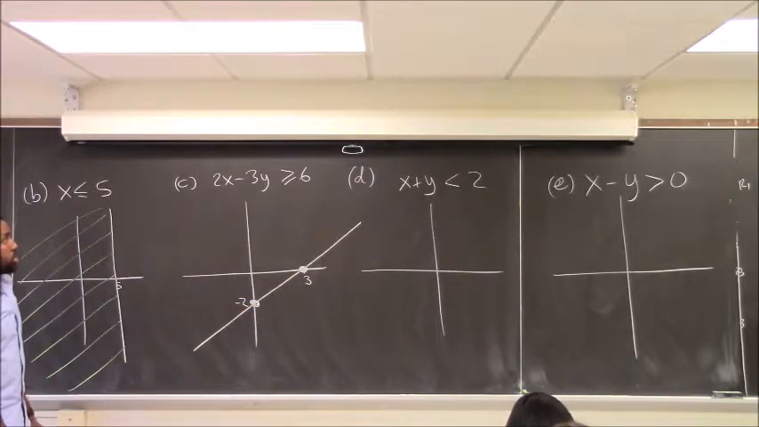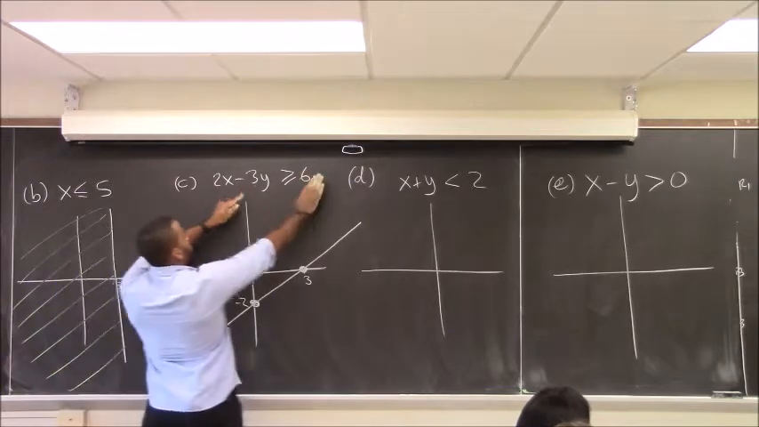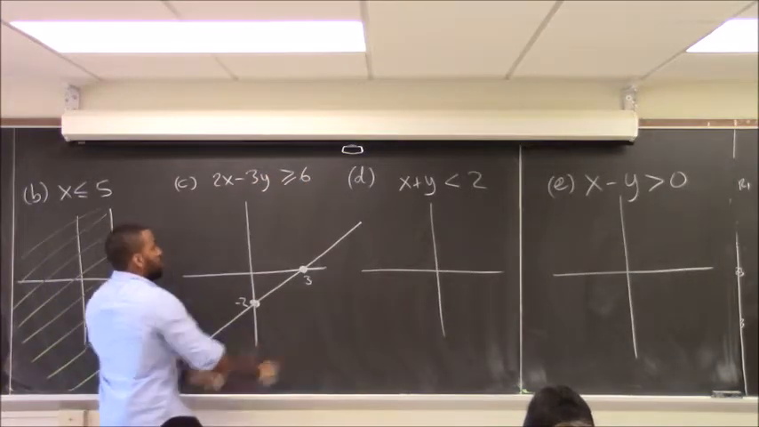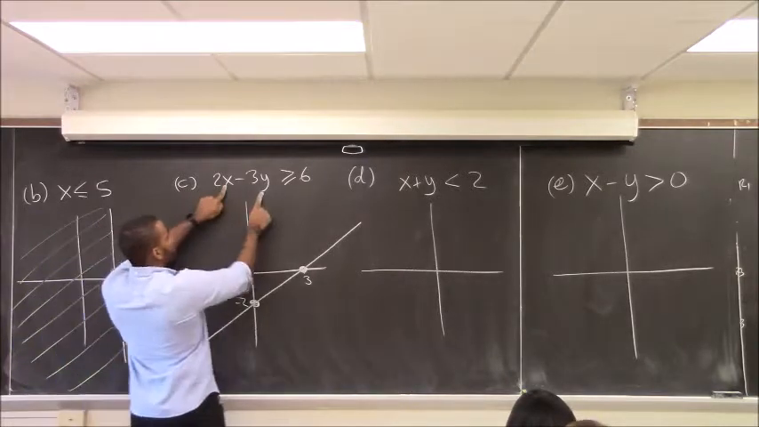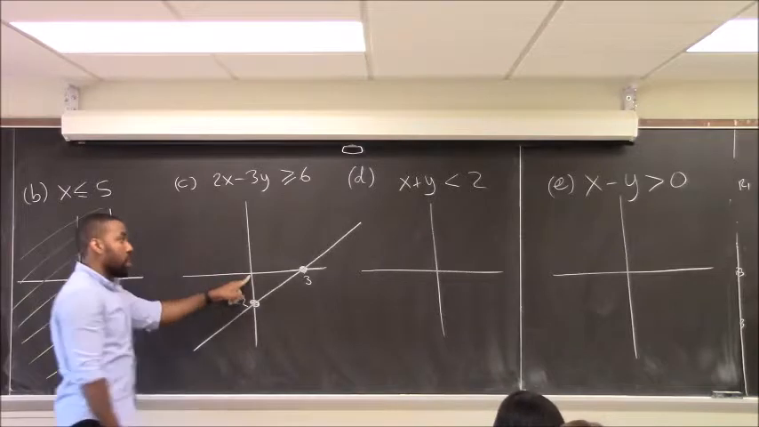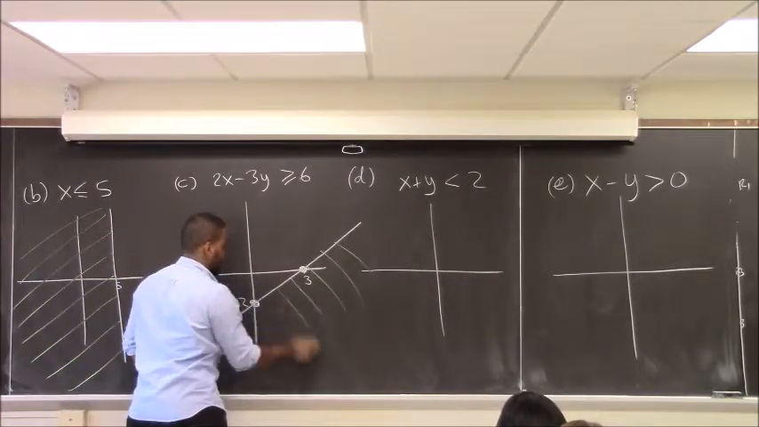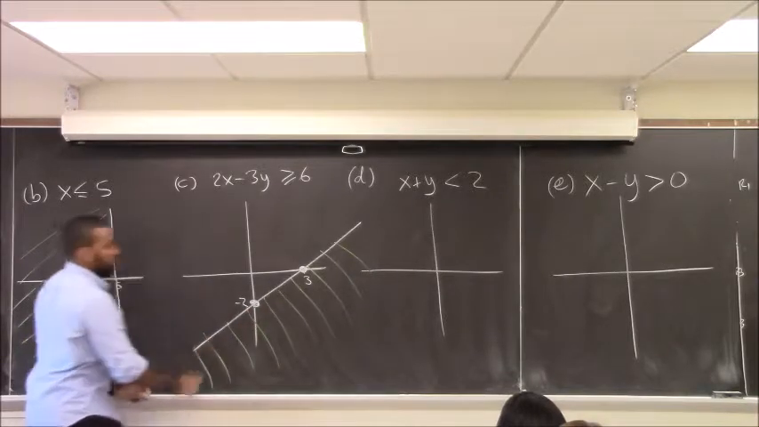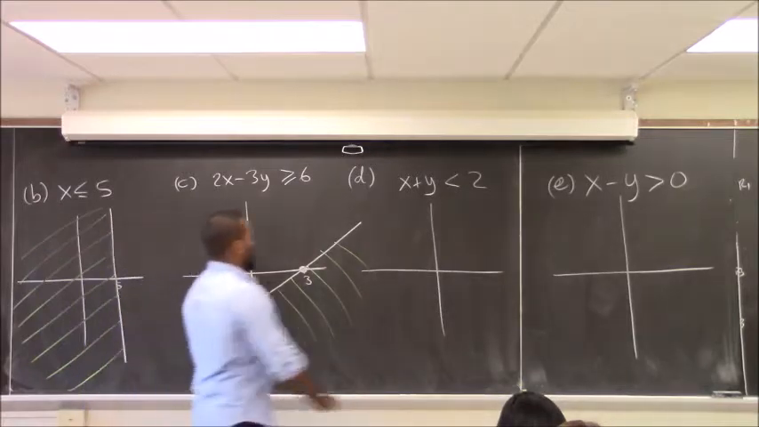What region has our solution? Below. A couple ways you could see that. You could solve for the y and realize that y is less than stuff, which makes it below. Another way, pick the origin. That's a pretty easy point. If I plug in 0 and 0 here, 0 is not greater than 6, so that point cannot be in the solution. The solution must be below. So this half of the plane will solve that inequality.